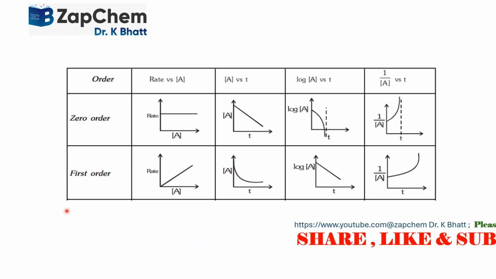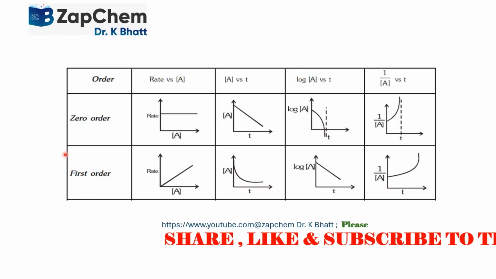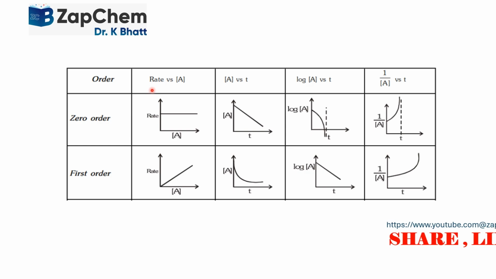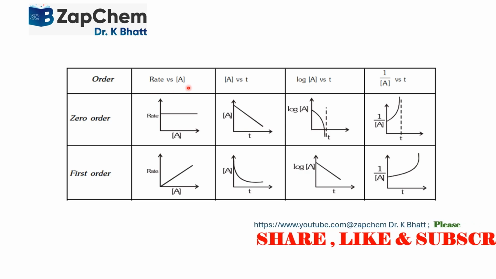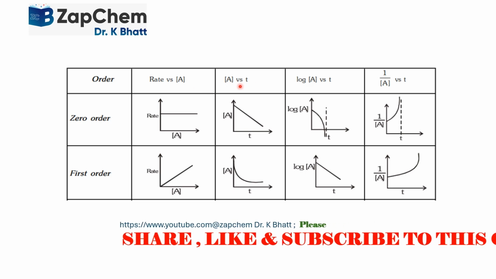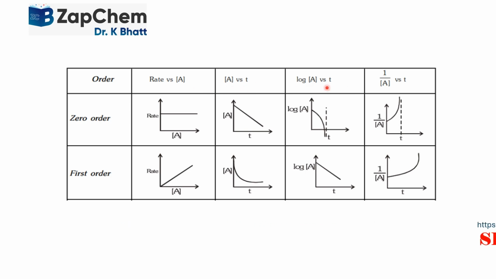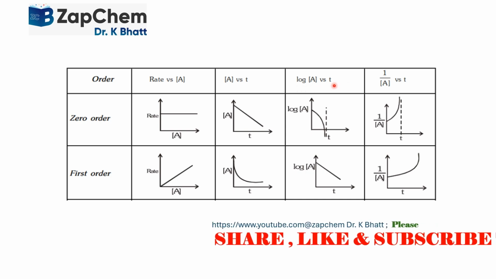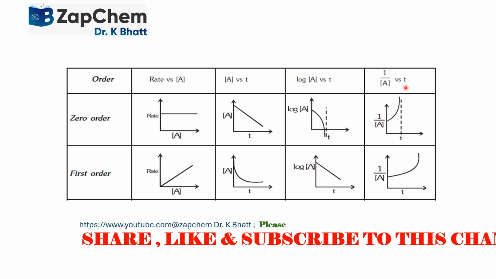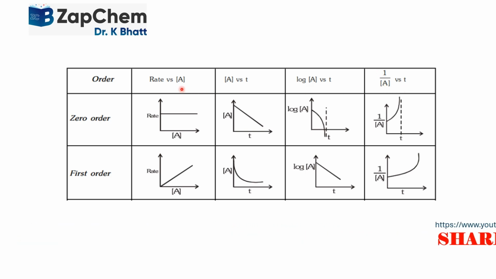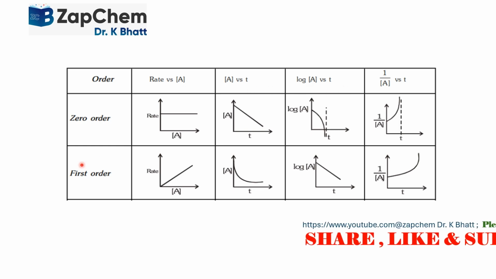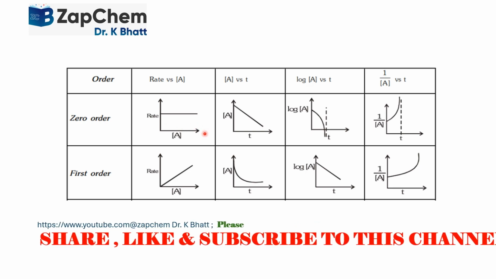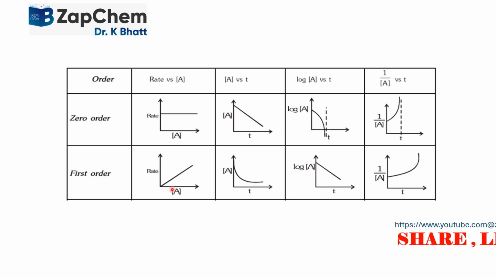Different orders of reactions are represented here, zero order and first order. Now we can plot rate against concentration, concentration against time, log of the concentration versus time, and 1 upon A versus time. There are 4 ways we can plot it, and you get different curves or straight lines for zero order reaction and also for the first order reaction.